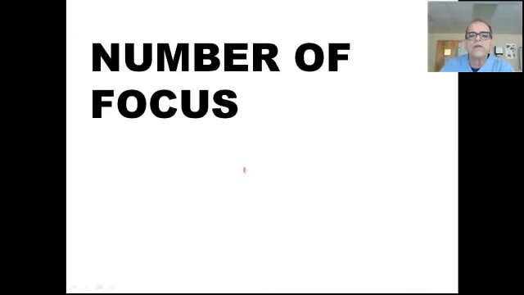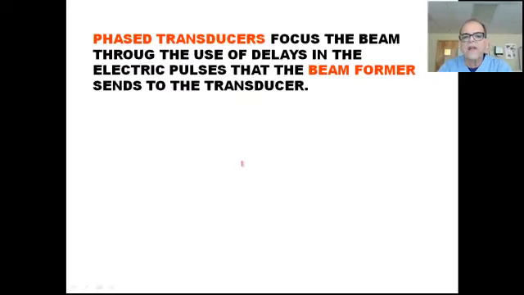Number of focus is another item that is related with the frame rate. Phased transducers and also sequential transducers or switched transducers can work with different focus. That difference means they can work with 2, 3, 4, 5 and sometimes more than 5 focal areas.